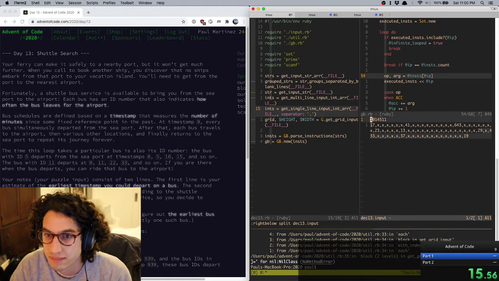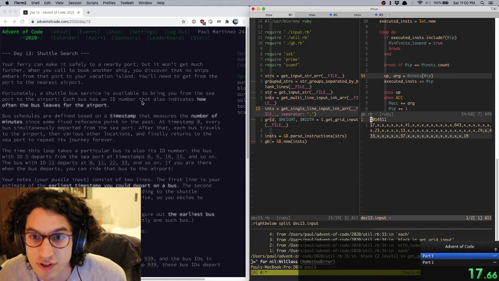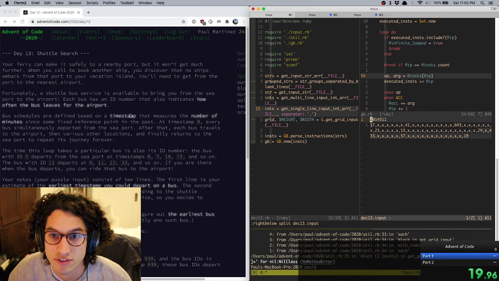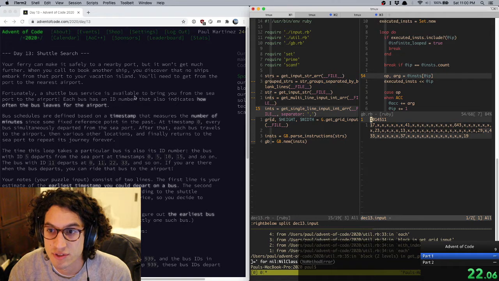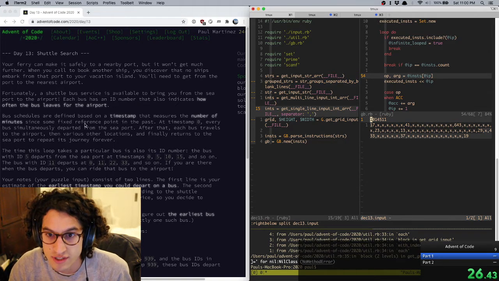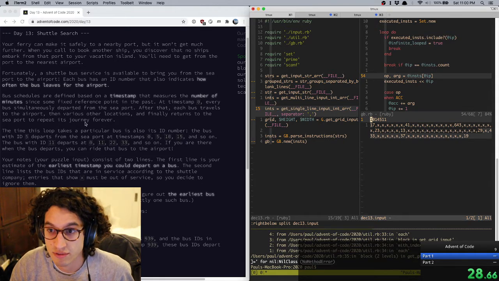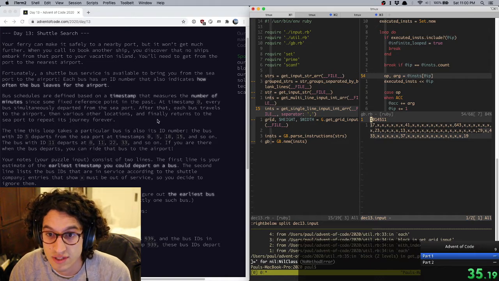Okay, Day 13, Shuttle Search. Your ferry can make it safely to a nearby port, but it won't get much further. When you call to book another ship, you discover that no ships embark from that port to your vacation island. You need to get from your port to the nearest airport. Shuttle bus service is available to bring you from the seaport to the airport. Each bus has an ID number that also indicates how often the bus leaves to the airport.